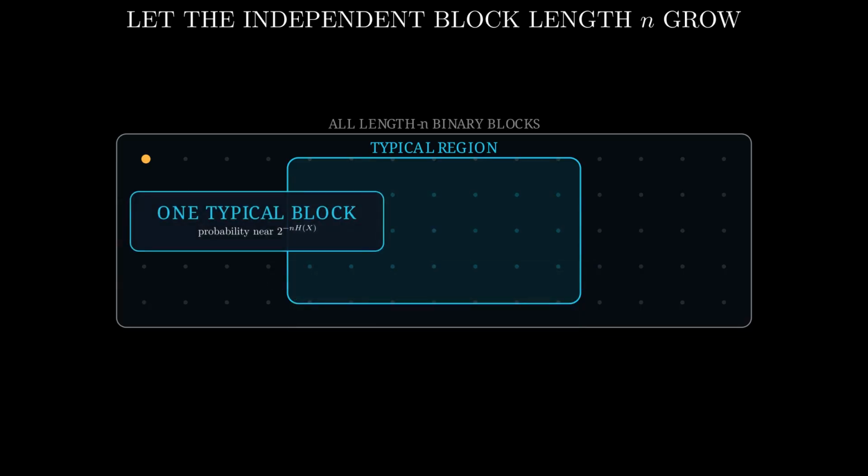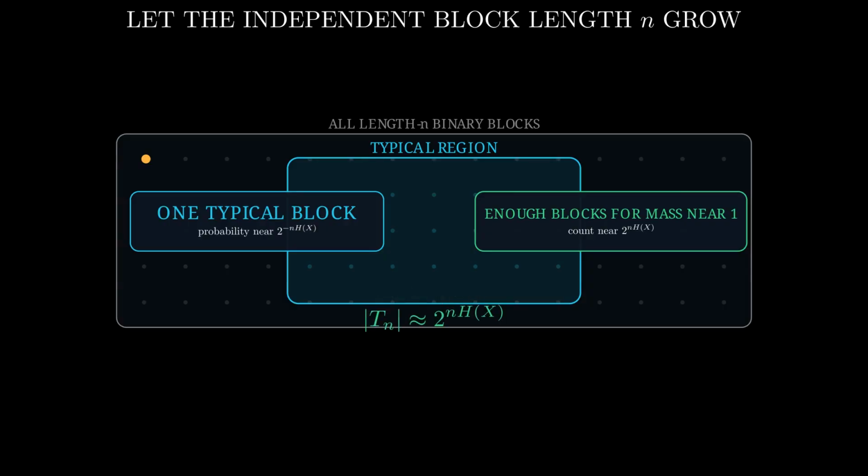That means one such block has a probability near 2 raised to the negative of that total bill. The typical blocks together carry almost all the probability. If nearly 1 unit of probability is shared among blocks of roughly that size, their count must be near 2 raised to the block length multiplied by the source entropy. The full binary space still contains 2 raised to the block length blocks. The source simply places most of its probability on a much smaller collection.